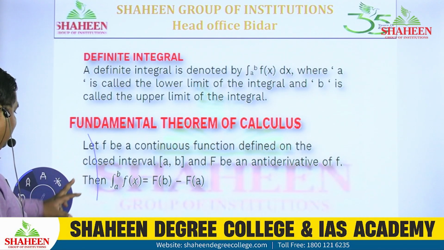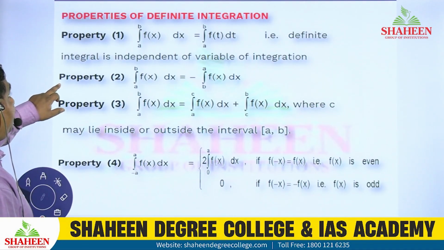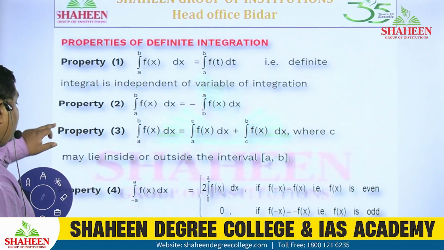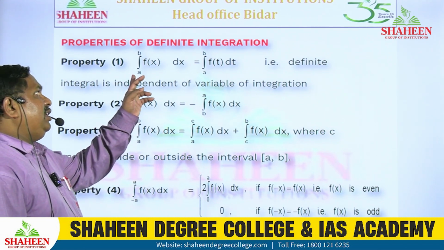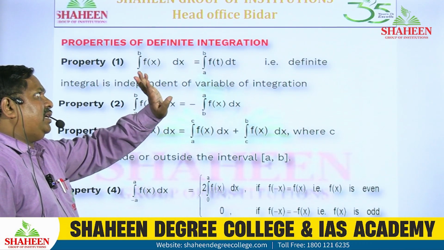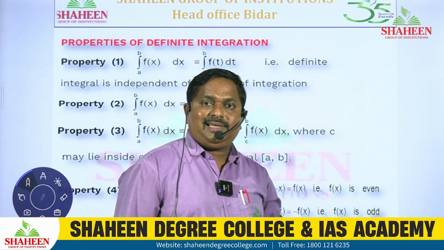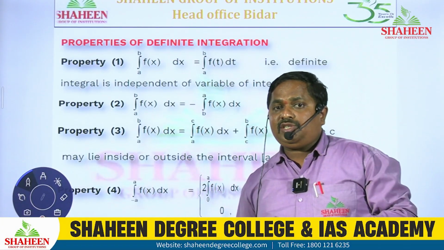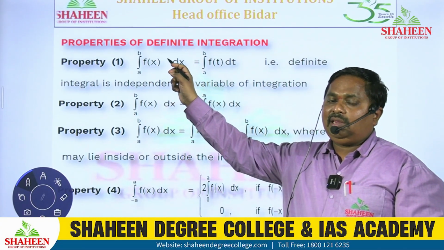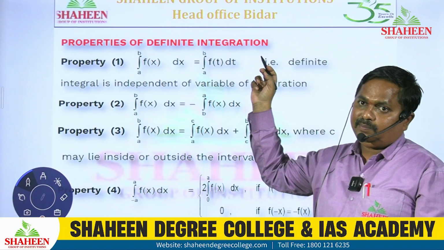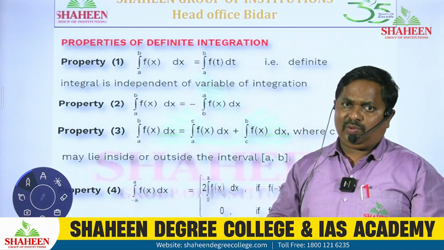Wherein definite integral. Next, we have some properties of definite integrals. The first property is integration from a to b f of x dx is equal to integration from a to b f of t dt. What is x here? x is a variable, so we can change the variable directly. Suppose we have sin x dx, then it can be written as sin t dt, or sin theta d theta also. We can change the variables as usual.